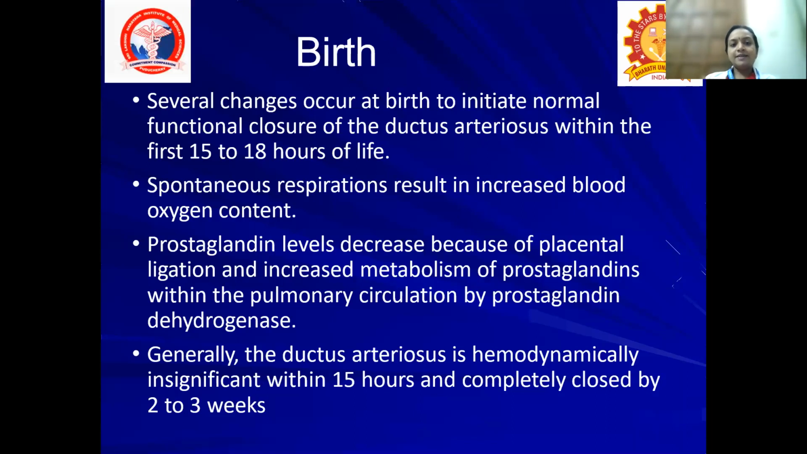So at birth, several changes occur to initiate the normal functional closure of the ductus arteriosus within the first 15 to 18 hours of life. Spontaneous respirations result in increased blood oxygen content. Prostaglandin levels decrease because of the placental ligation, and there is also an increased metabolism of prostaglandins within the pulmonary circulation by the prostaglandin dehydrogenase. As a result of all these, the prostaglandin levels decrease, which results in hemodynamic closure of the ductus arteriosus within 15 hours and then complete closure by 2 to 3 weeks.